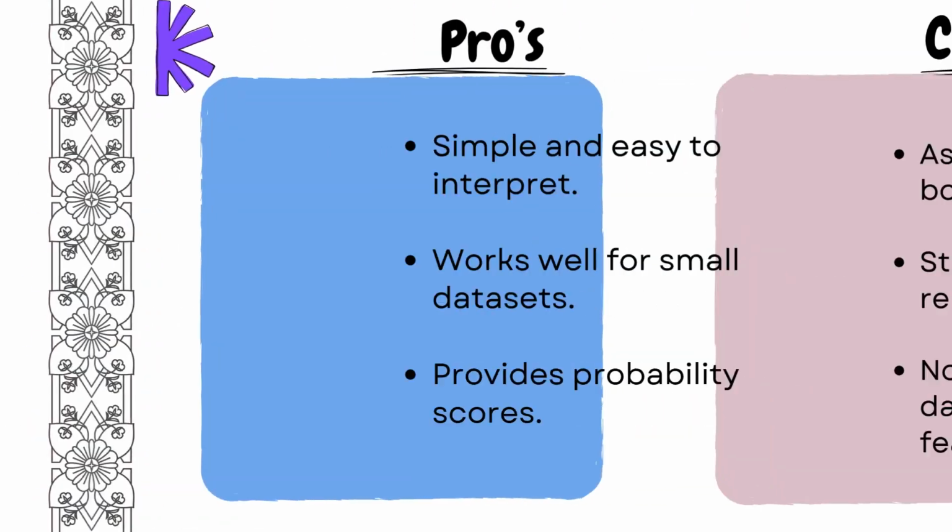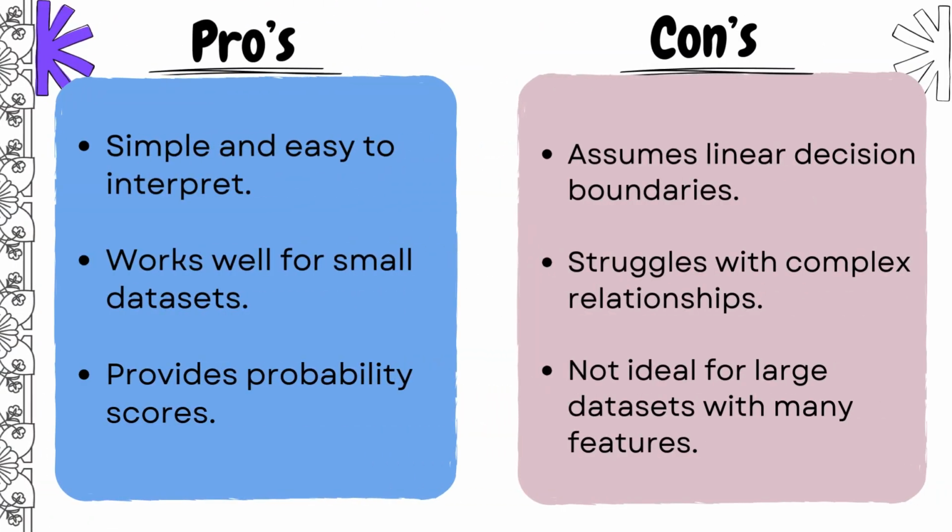8. Pros and cons. Advantages. Simple and easy to interpret, works well for small datasets, provides probability scores. Disadvantages. Assumes linear decision boundaries, struggles with complex relationships. Not ideal for large datasets with many features.